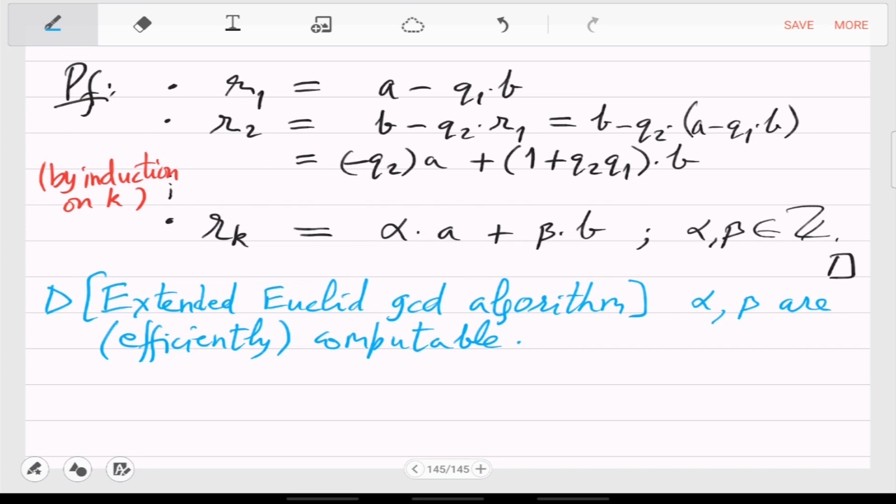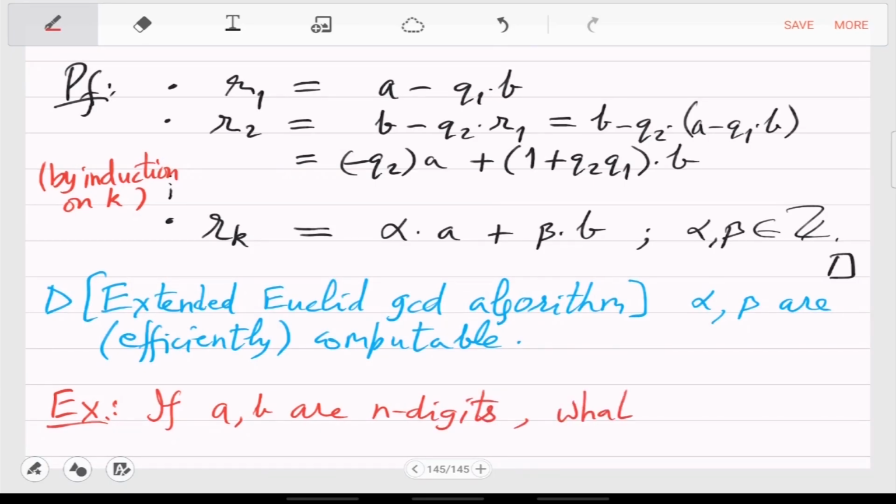So for you, an exercise is to find out the worst possible K. So if A, B are n digits, how large can K be? To n. Why not n?